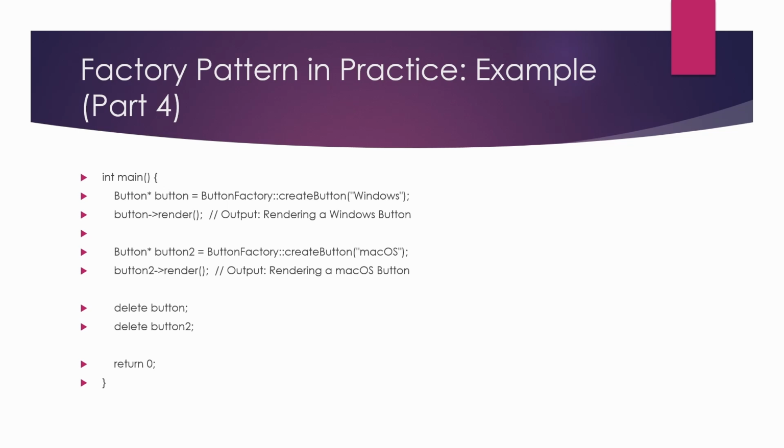Finally, in the client code, we can call the button factory to create the correct button type based on the operating system. This way, the client code does not need to know about the specific classes of the buttons. It simply requests the button it needs and the factory handles the rest.